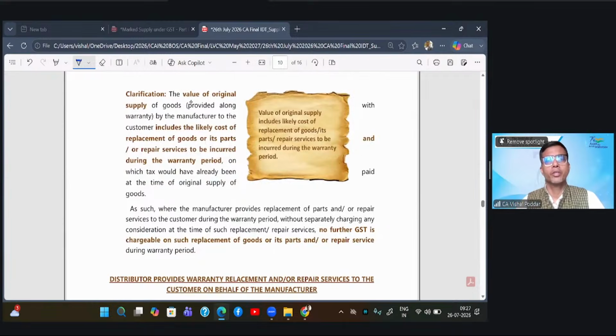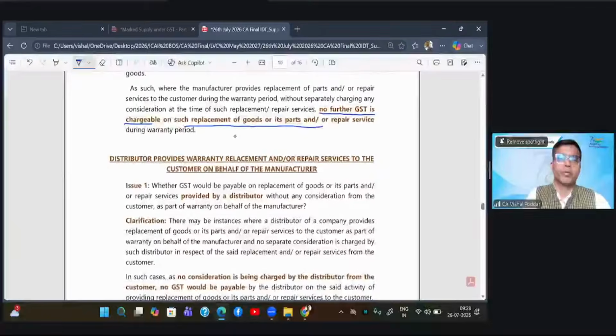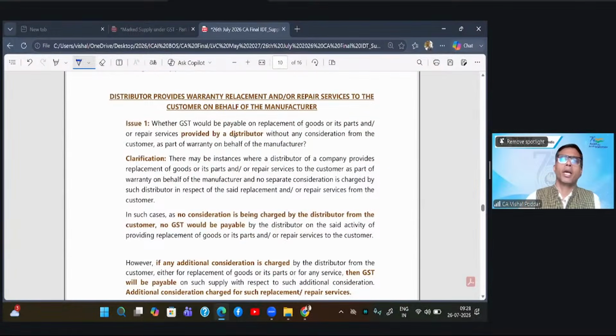So for this, the clarification is that the value of original supply of goods, that is a TV which I have sold, is already including the possible cost of replacement. So every manufacturer estimates that there will be 5% problem or 10% problem. And whatever is the problem envisaged, they incorporate the value of that in all the TV sets. So this is the presumption by this circular, and hence again, no GST will be charged on the goods which are replaced by the manufacturer free of cost, because the value of those goods have already been covered in the value of original TV set.